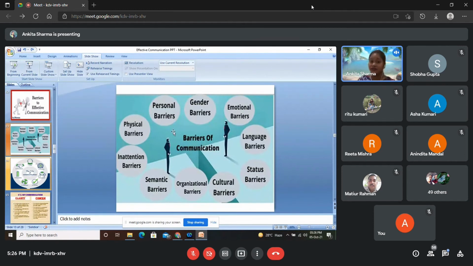Now the next is personal barrier. Personal is personal, yes. When you have an attitude problem, or you are inexperienced and you can't share anything, that's what personal barrier is. It is related with your personality.